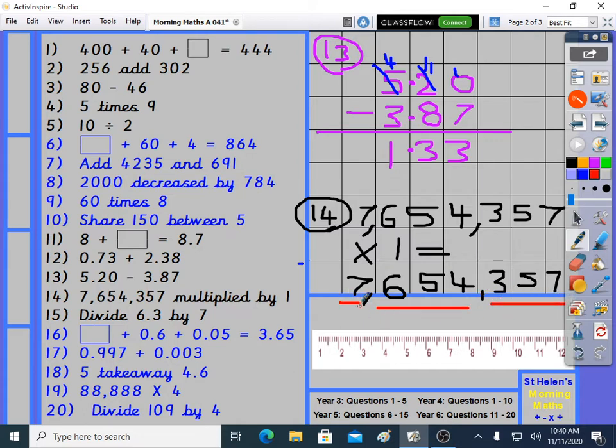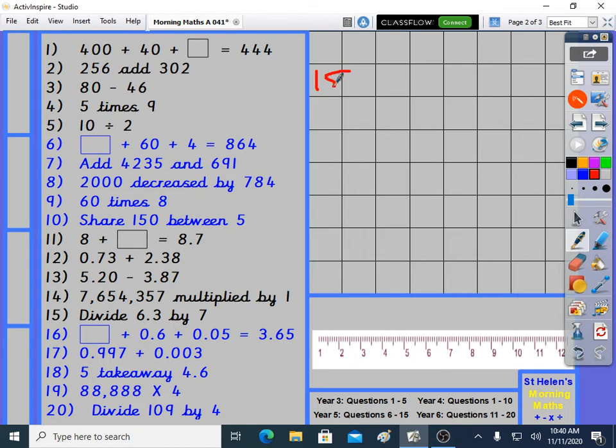7,654,357. You say it in little bunches. The comma names are thousand for the smallest comma and million for the biggest comma. You don't very often have to deal with more commas than that in primary school. So 7,654,357 is how we say that answer. And we're on to question 15.